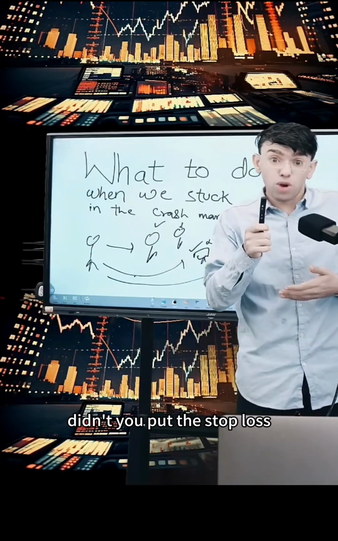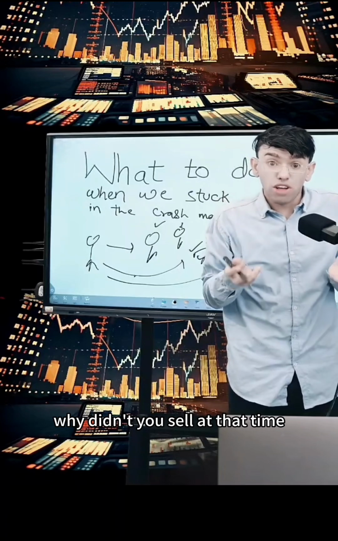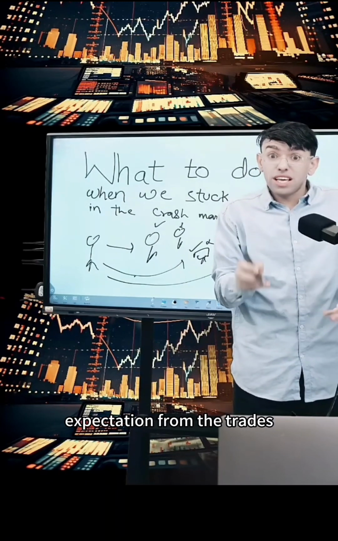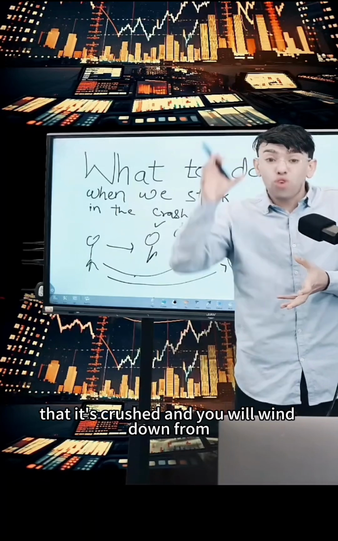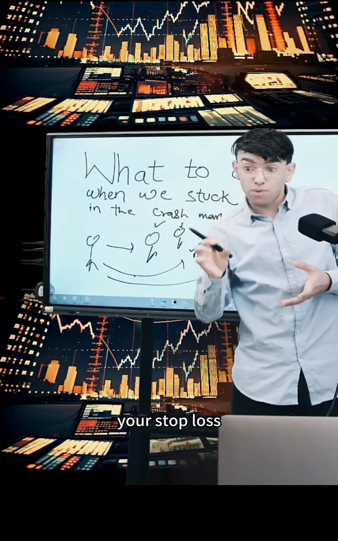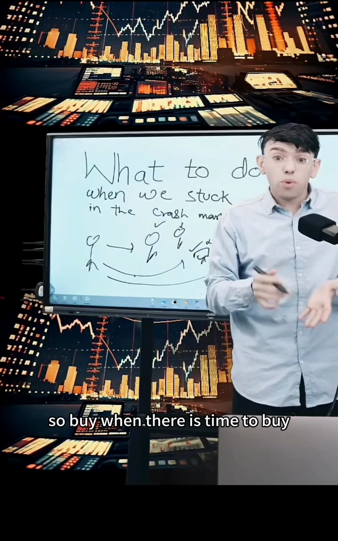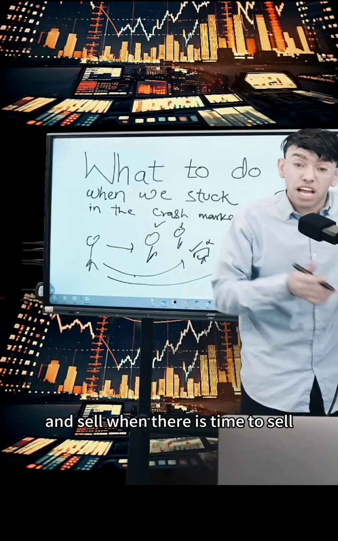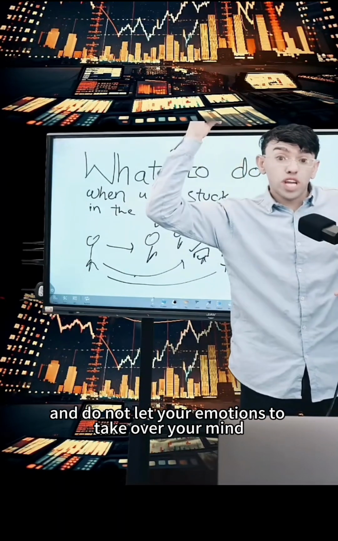Didn't you put a stop loss when you were buying stocks, and the price reached your stop loss? Why didn't you sell at that time? Expectation from the trades was the reason that you held on to that trade for a long time, so it crashed and you went down past your stop loss. In that case, you were going against your trading rules. So buy when there is time to buy and sell when there is time to sell, only by your own trading signals, and do not let your emotions take over your mind.